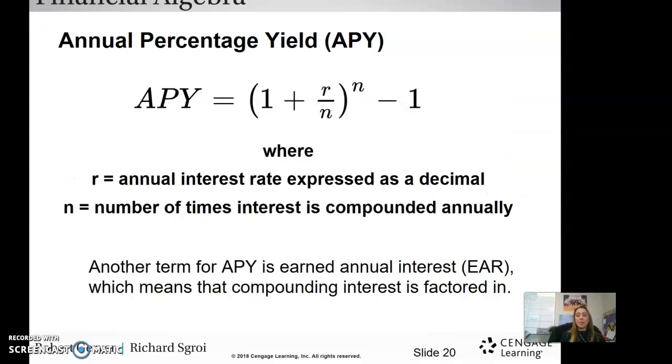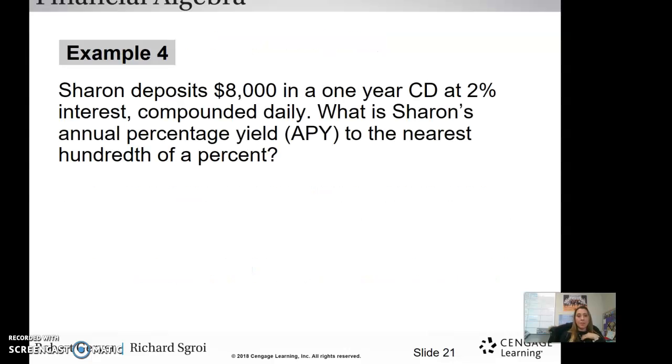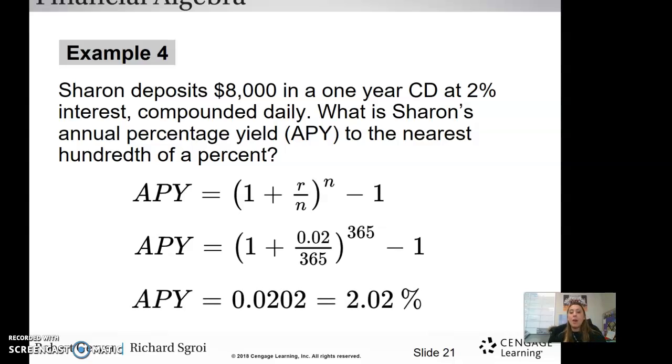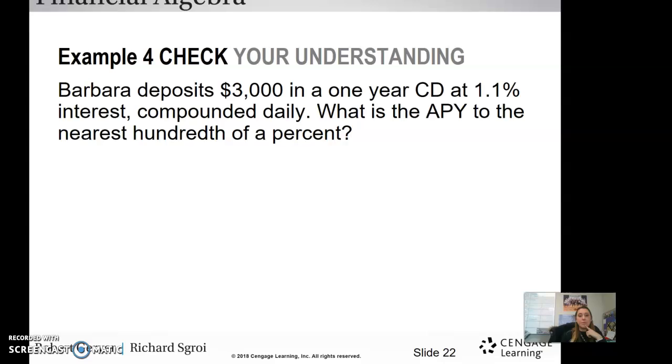Okay, so this is the formula. We already have it, but we are going to be talking about it. So we did this example the first class where we practiced doing it, but now I just want to show you again how it works. And how you get from the decimal to the percent is that you're going to multiply that decimal by 100. So if Barbara deposits $3,000 in a CD, the rate is 0.011 because it's 1.1%. It's compounded daily, so our N is 365. What is the APY to the nearest hundredth of a percent?